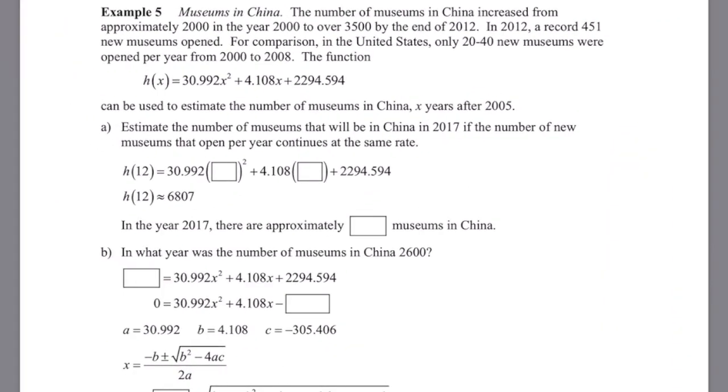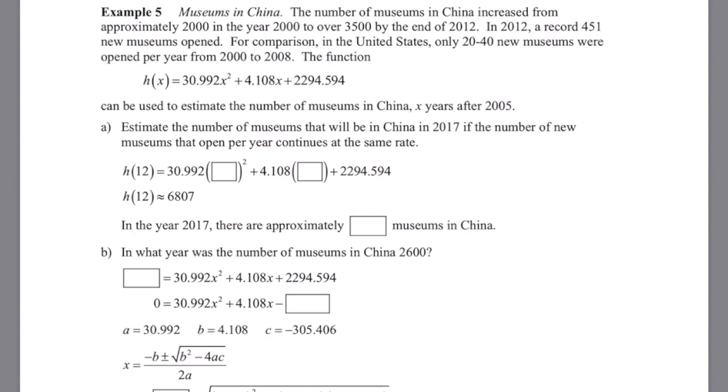The number of museums in China increased from approximately 2,000 in the year 2000 to over 3,500 by the end of 2012. And in 2012, a record 451 new museums opened. For comparison, in the United States, only 20 to 40 new museums were opened per year from 2000 to 2008.